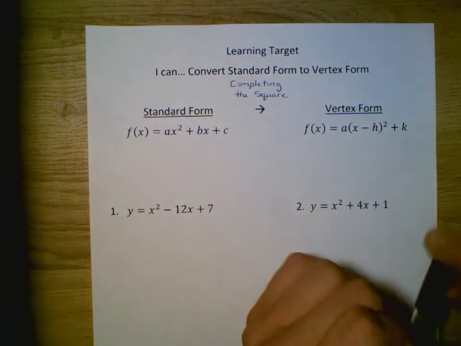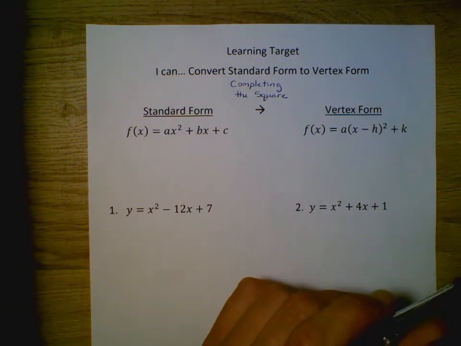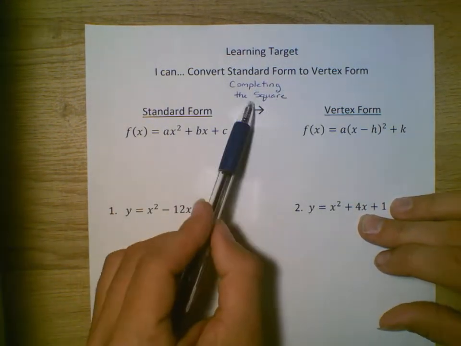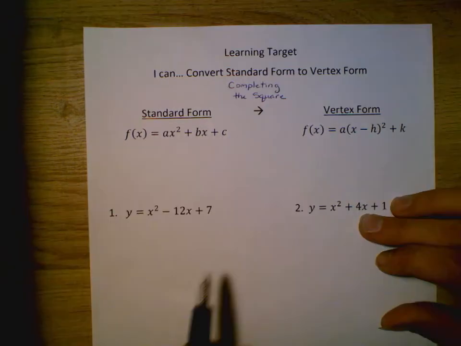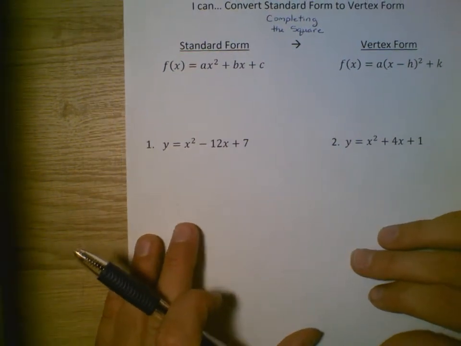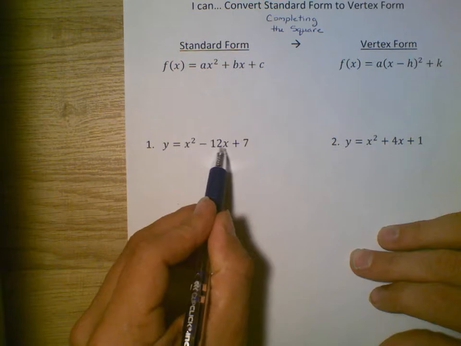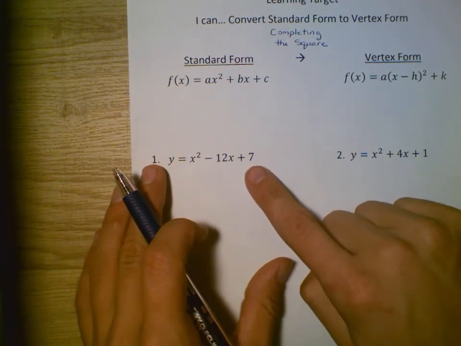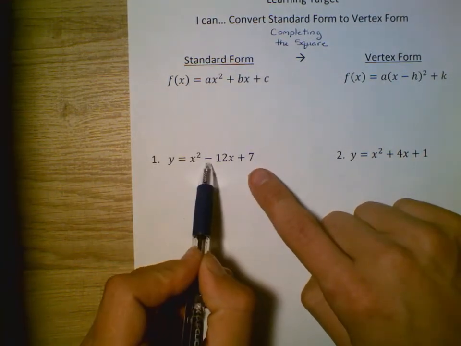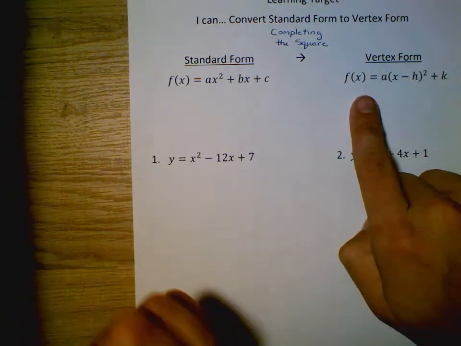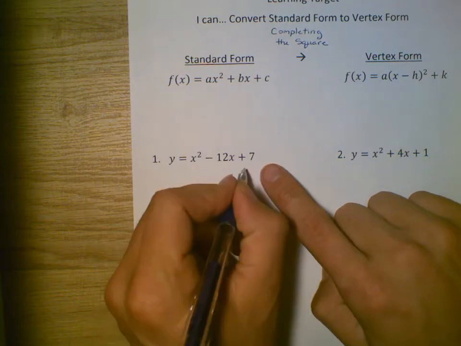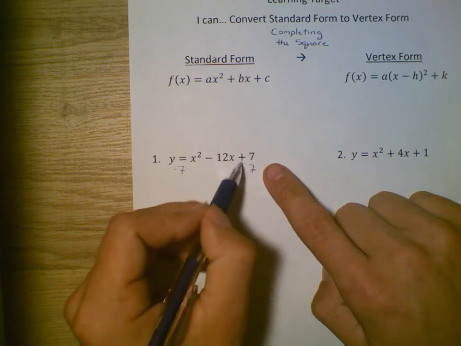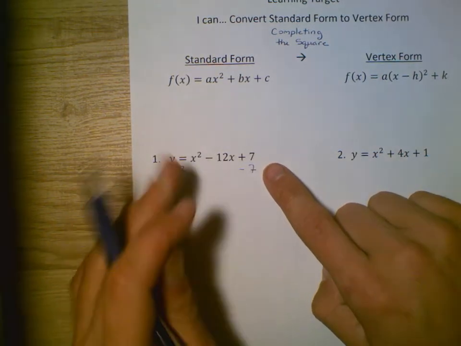Okay. So to do this, the method we use for converting standard form to vertex form is to complete the square on the equation. So notice in number one here, I have y equals x squared minus 12x plus 7. And what I'm going to do is I'm just going to complete the square. And you'll notice that that transforms this equation into vertex form. So when we complete the square, we get rid of the last term so that we can replace it with a number that will allow us to factor the quadratic.